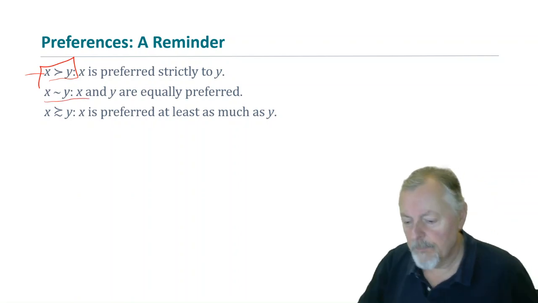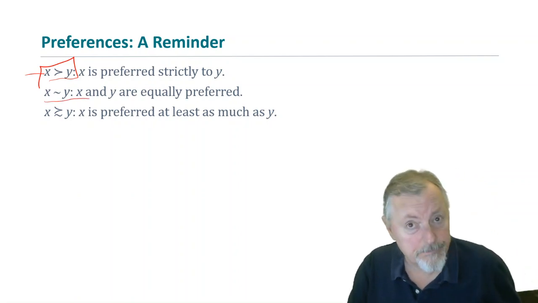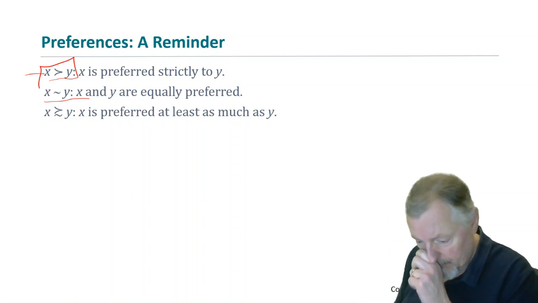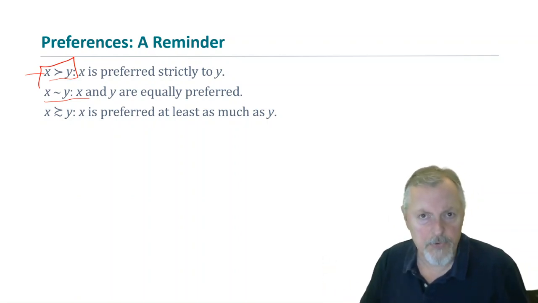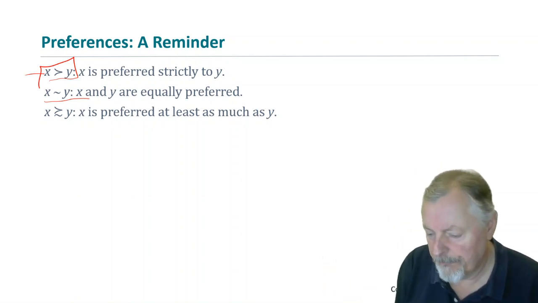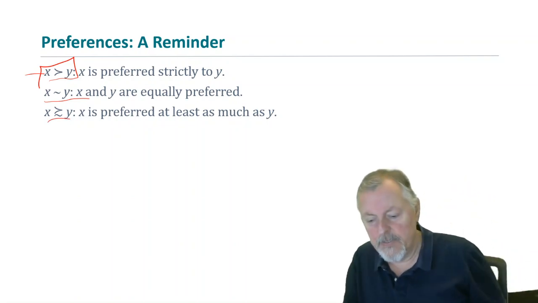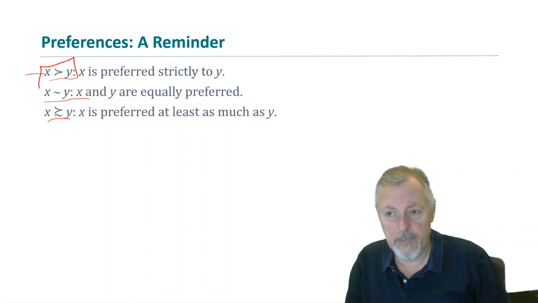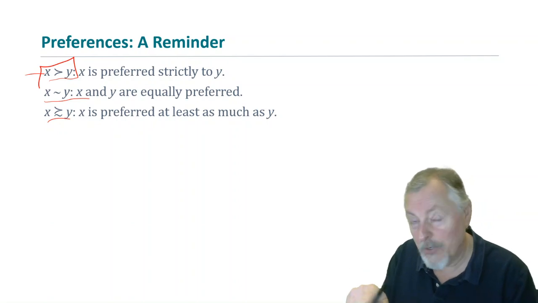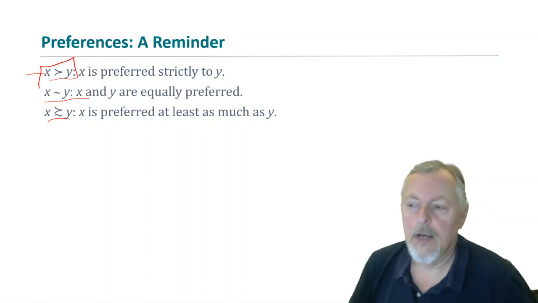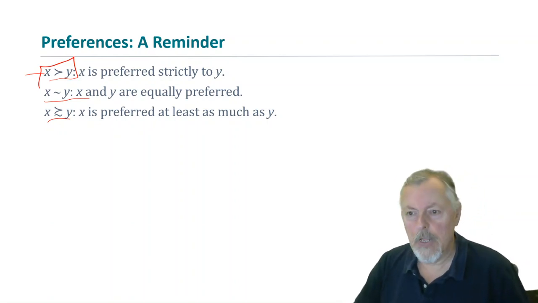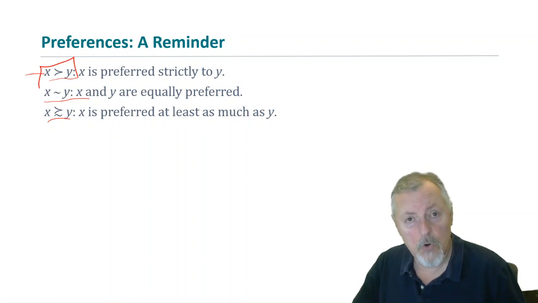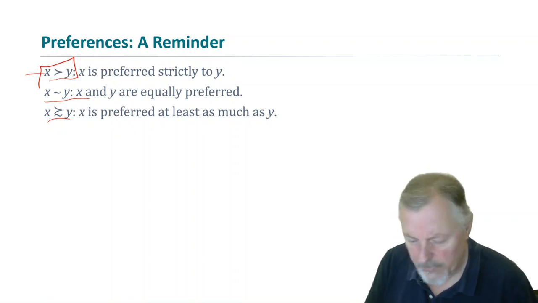This means that the person is indifferent between the two. They may randomly choose one or the other, but they don't care one way or the other. And this, we say that X is weakly preferred to Y. In the first one, we say it's strictly preferred. X and the symbol that looks like greater than or equal means that either X is preferred to Y or the person is indifferent between them.